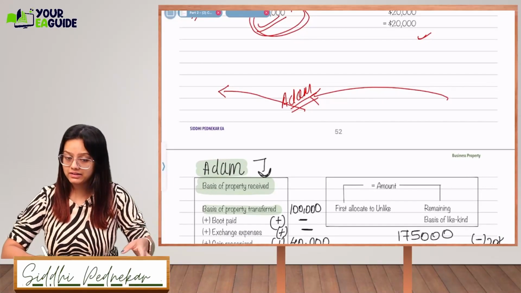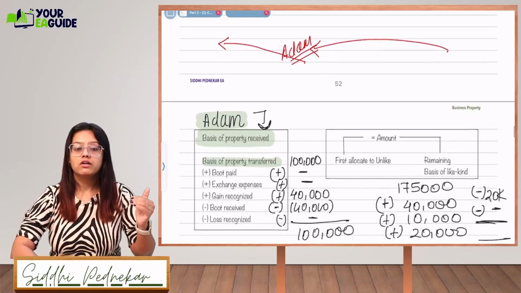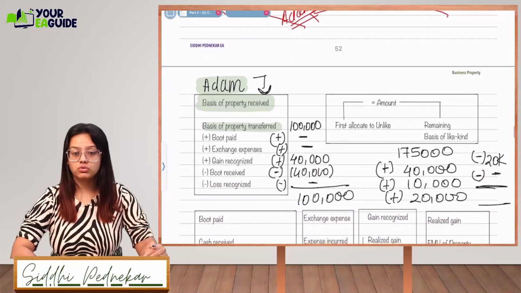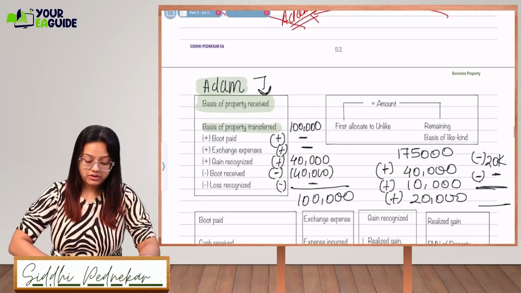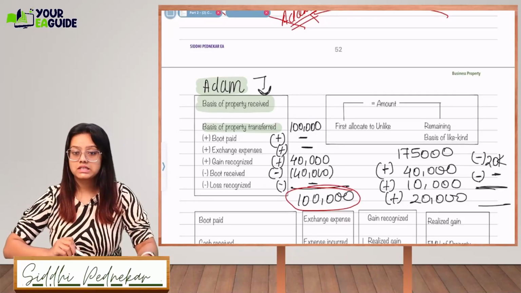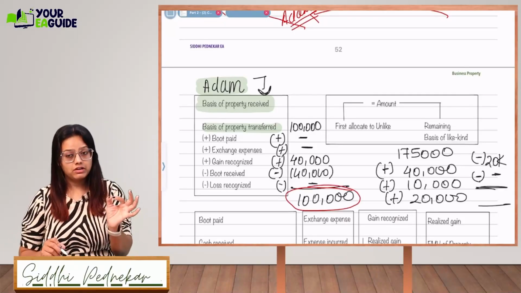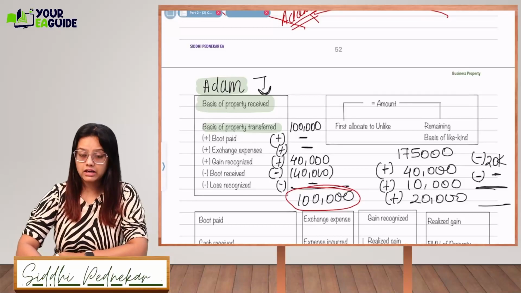If he has paid anything, he is going to add it to the cost basis of the new asset which he is receiving. So after adding and reducing, we receive the amount that is the basis of the new asset. Same way for Charlie, we will see here the calculation is done for Charlie.